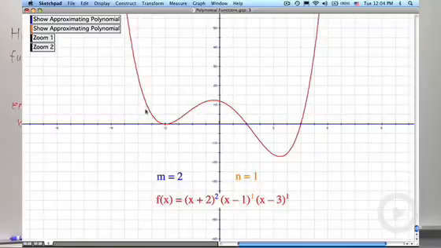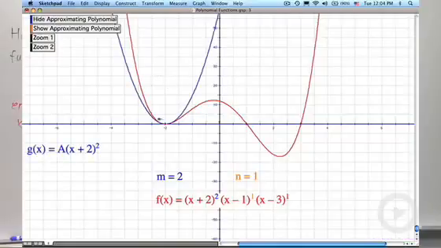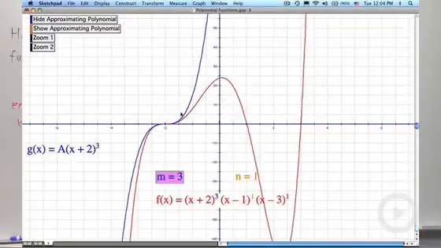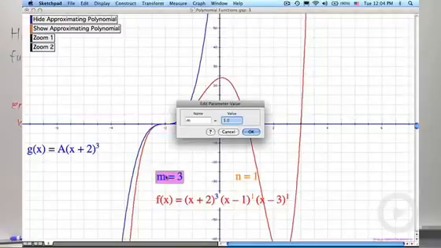Now that the exponent is 2, the graph touches the x-axis without crossing it, kind of hits it like a quadratic. In fact, if you show the approximating polynomial, the behavior of this fourth degree polynomial is actually quite like a quadratic near x = -2. And if we increase it further to 3, it's going to behave like a cubic. You see that? See how it kind of approaches like a cubic? It flattens out at -2 and then starts increasing again. All right, let's take it back to 2.